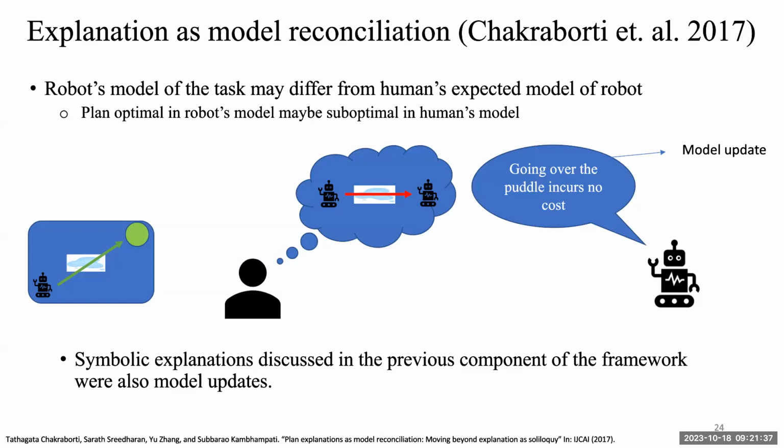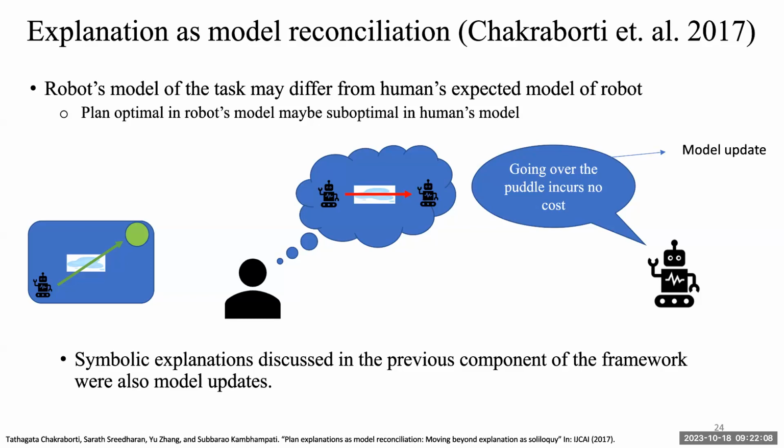They can justify that behavior. Let's take a simpler example here. The agent goes from here to this green circle, going over some puddle. The human mistakenly thinks that going over the puddle can damage the robot. So there is some cost in his model for this action. So the robot must give an explanation saying, hey, going over the puddle incurs no cost. So here we are updating the human's model. There's a model update. So these are the kinds of explanations we are interested in this work.